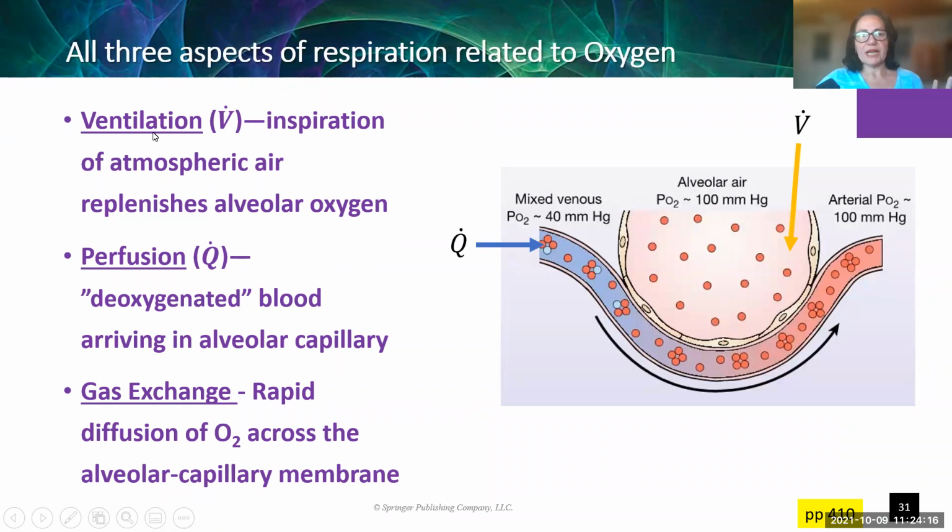So let's see these 3 aspects again: ventilation, perfusion, and gas exchange. Ventilation, we're talking about breathing in atmospheric air to bring in more oxygen to the alveolus. Perfusion, that's bringing the deoxygenated blood from the heart and arriving in these alveolar capillaries. And then gas exchange is what happens here, having oxygen move from the gas in the alveolus into the blood and having carbon dioxide moving the other way. But we're not talking about carbon dioxide right now, just oxygen.